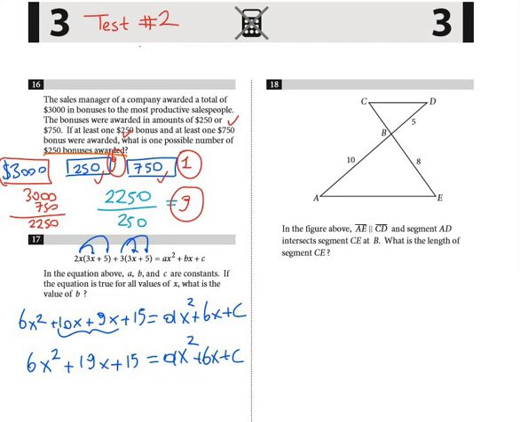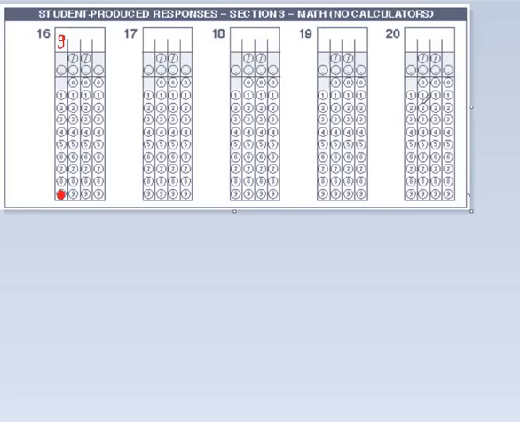Now we're going to match the like terms. So this is the x squared term, so this is a. And this is b, this is the x term, this is the x term, and this is c. What we are looking for is the b value, which is 19, so 19 is the answer. So you're going to go to your grid-in, you're going to write 19, and then you're going to bubble in 1 and 9 clearly.